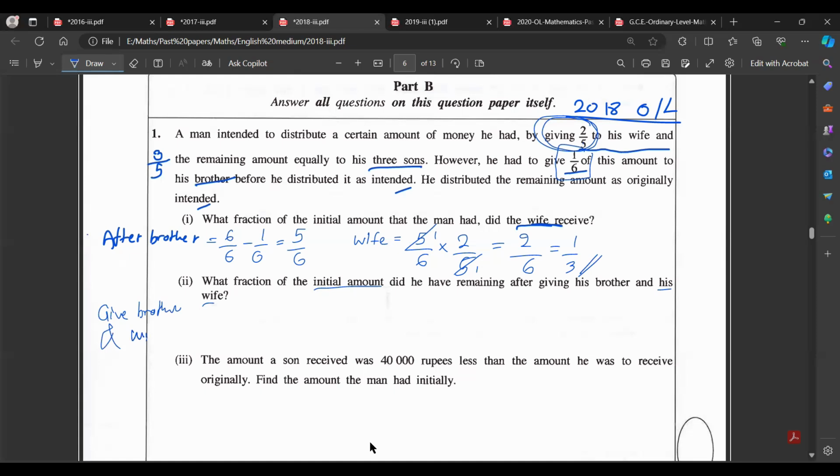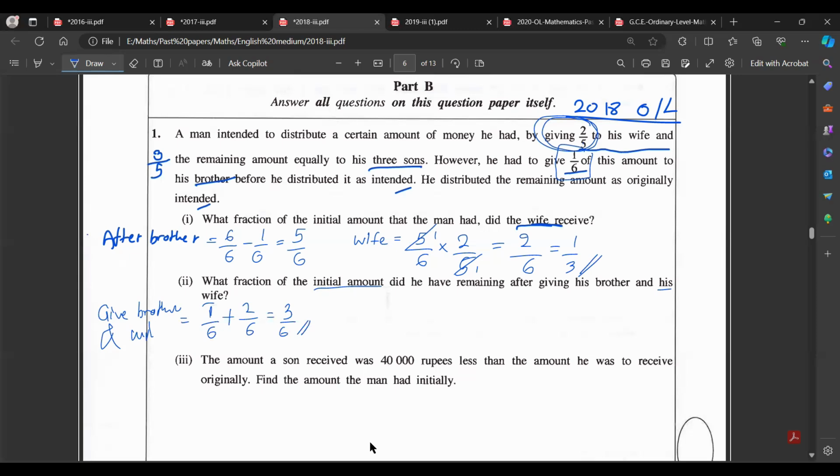Okay. For the brother, they gave 1 over 6. For the wife, they gave 2 over 6. Yes. So what is the fraction? 3 out of 6 given. So the remaining is also 3 out of 6, otherwise 1 over 2. Yes.